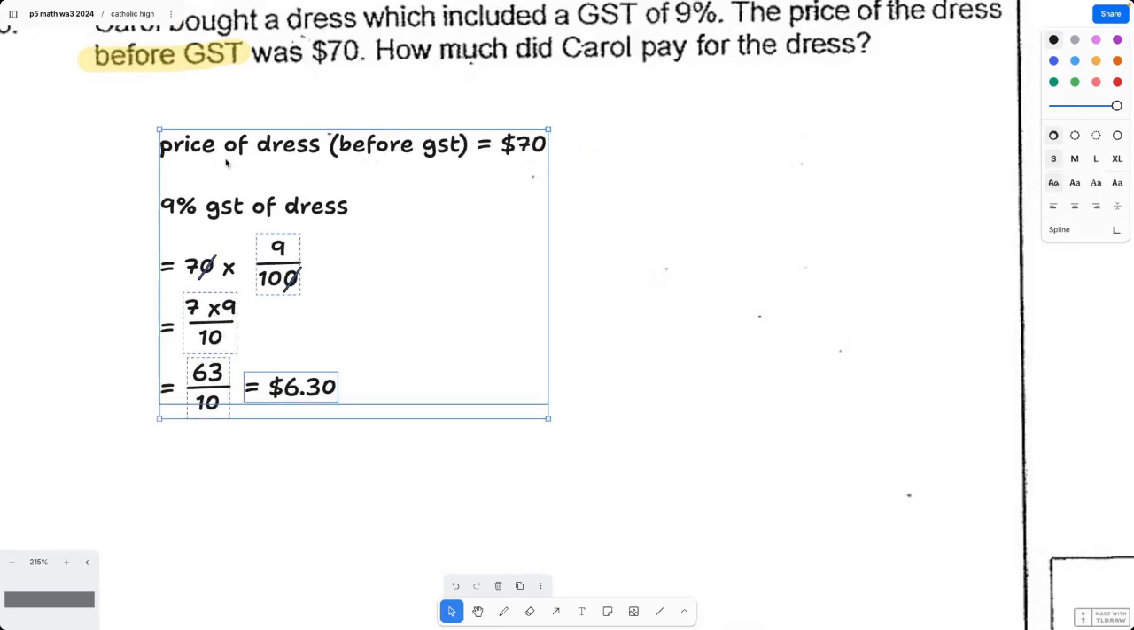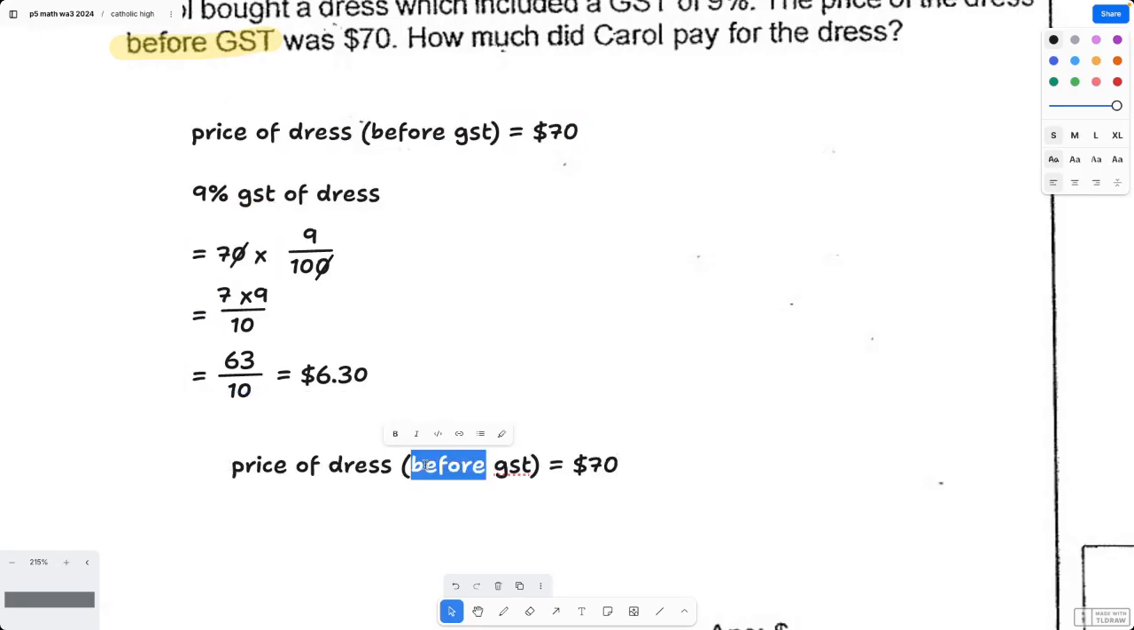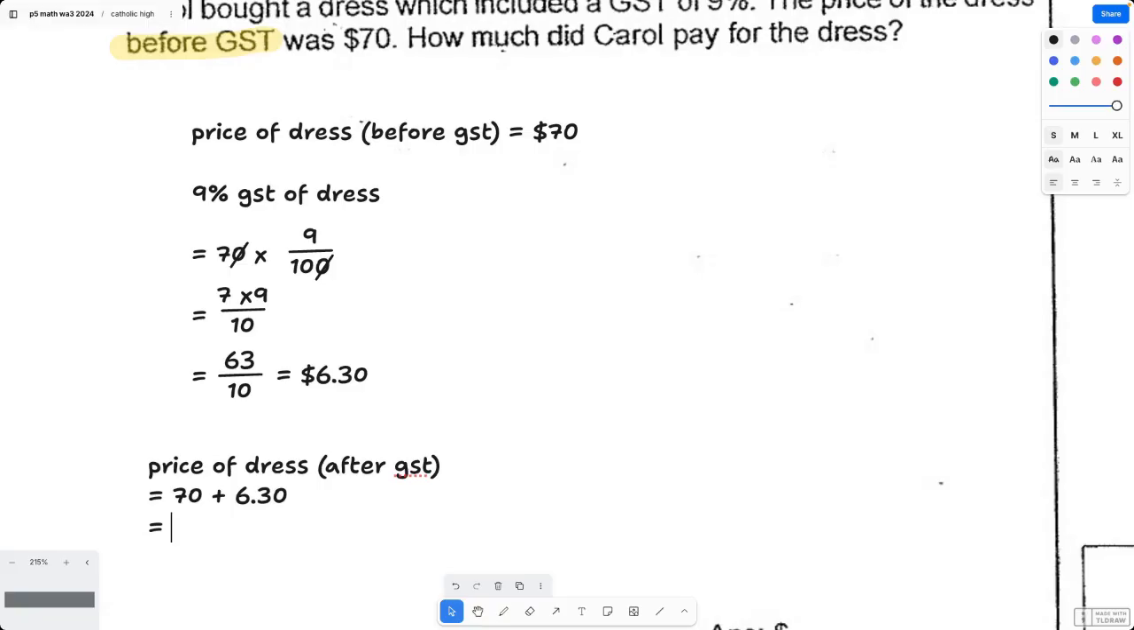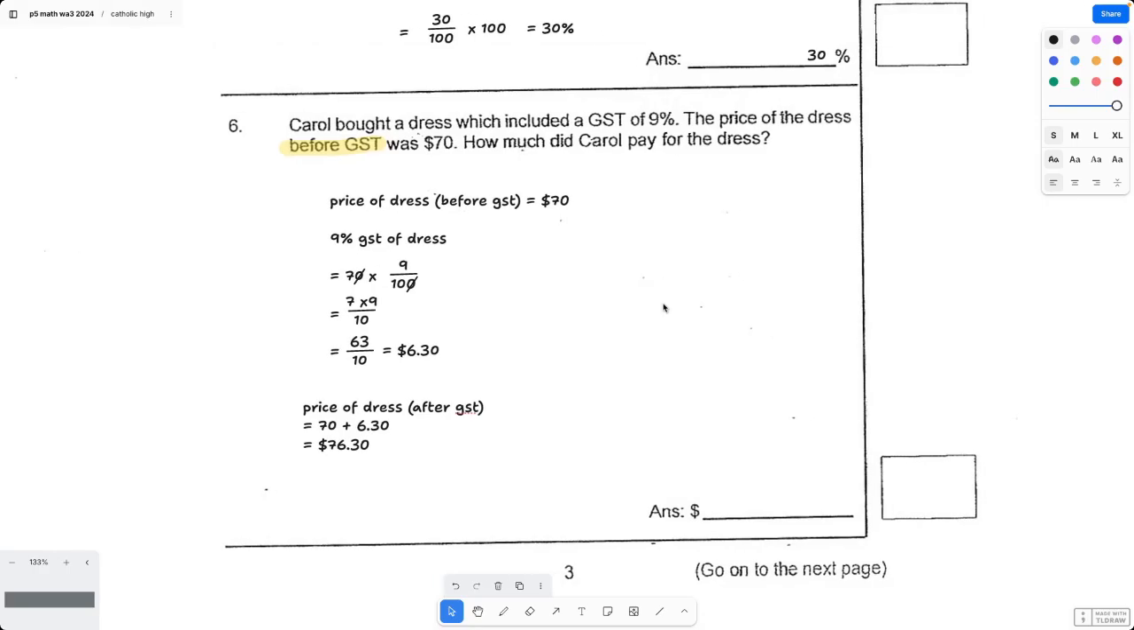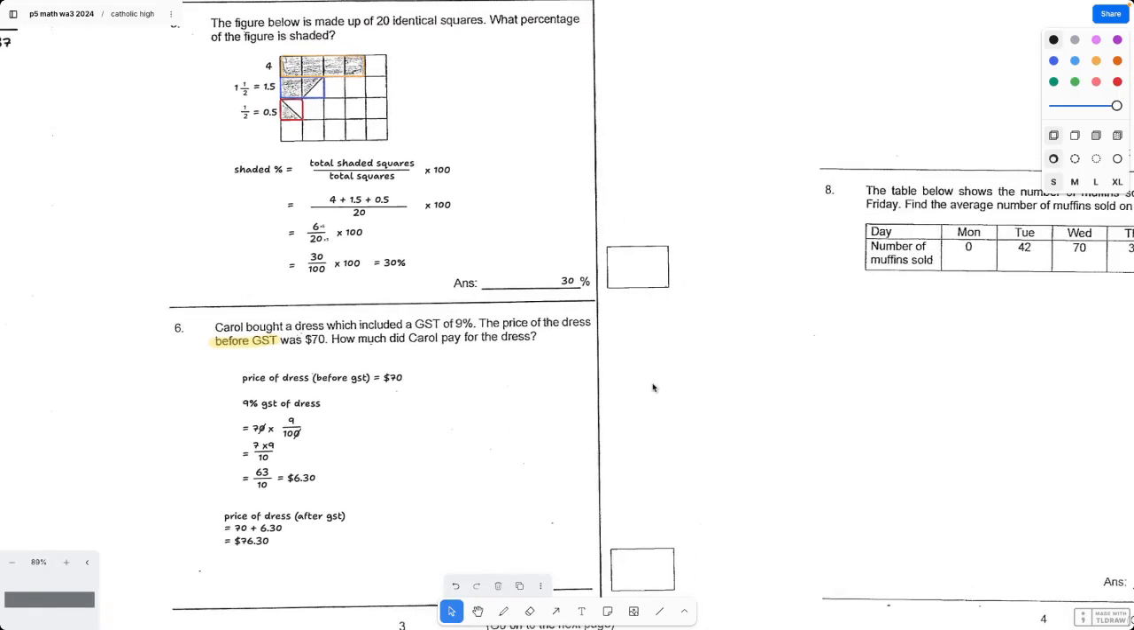The next part is, what is the price after GST? So you can say price of dress after GST, right? Which is basically equal to $70 plus 6.30, and this will give us $76.30. That's it. Okay, so that's the answer. The answer is 76.30 in this case over here. All right, let's move on to the next question.